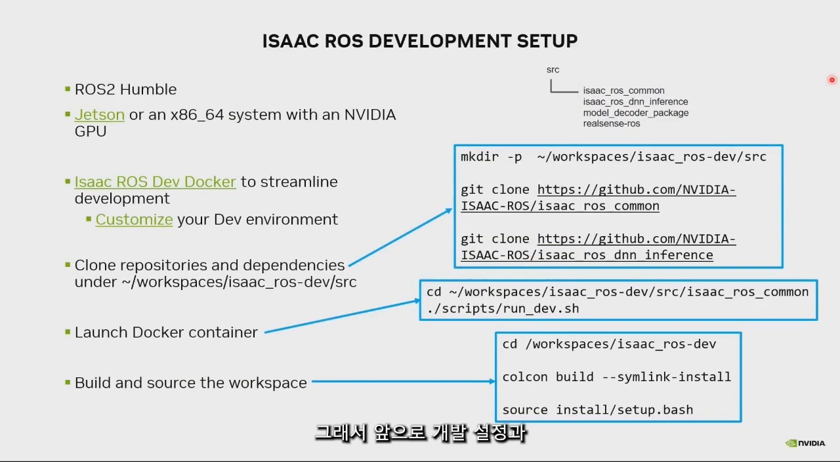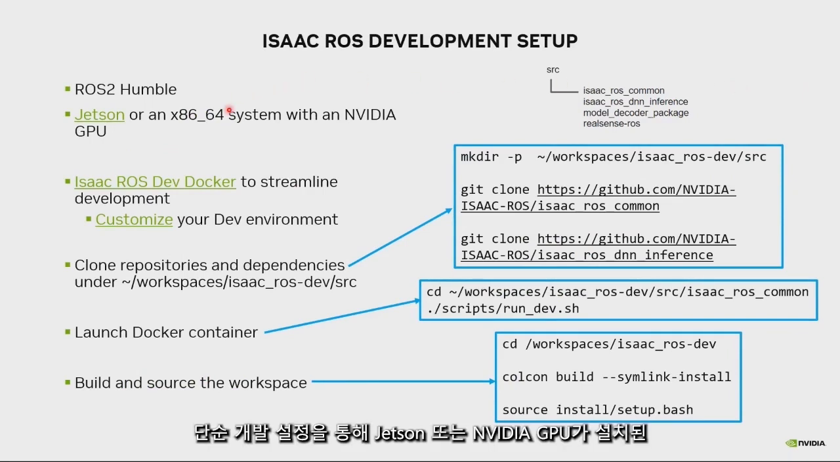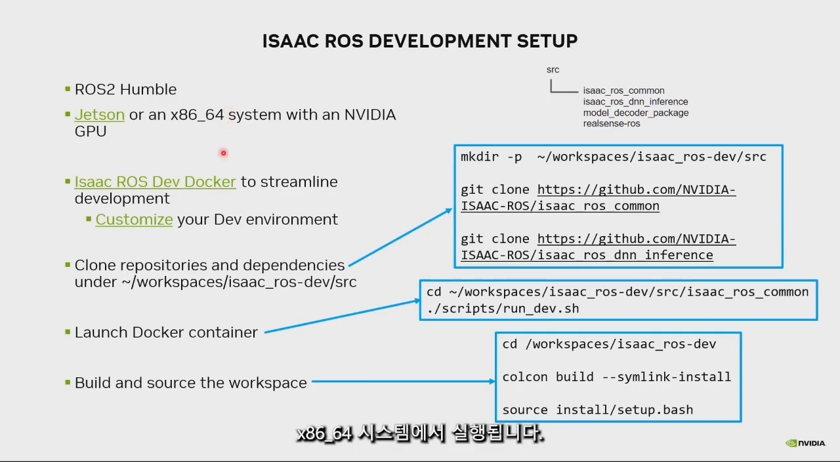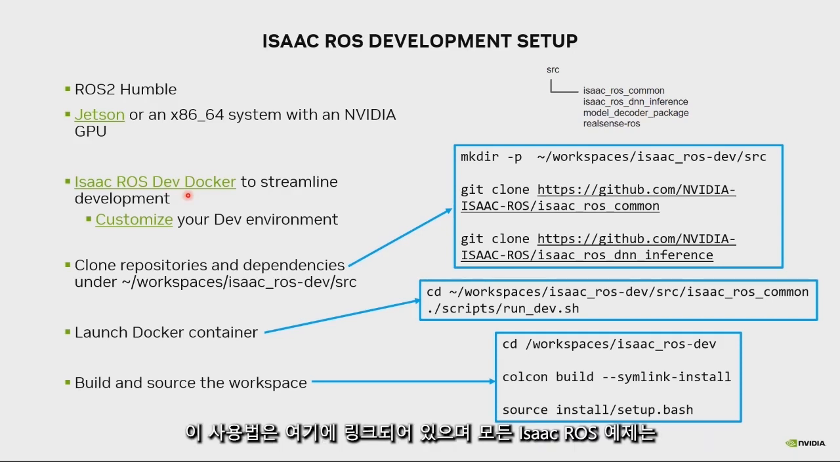So with that background, I'd like to explain the development setup and Isaac ROS requirements. All Isaac ROS packages are designed to be compatible with ROS2 Humble and run on Jetson or an x86-64 system with an NVIDIA GPU. To simplify development setup, it's strongly recommended to use the Isaac ROS dev Docker. This provides an environment with all the dependencies you need to run Isaac ROS gems.